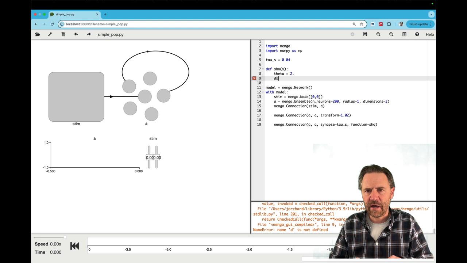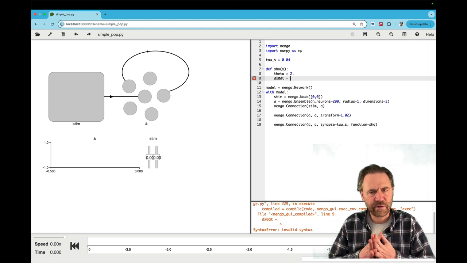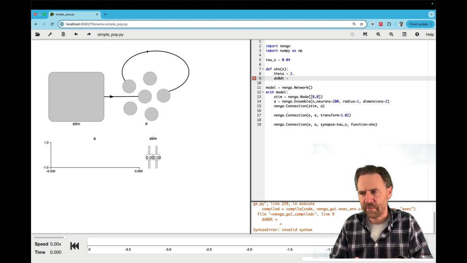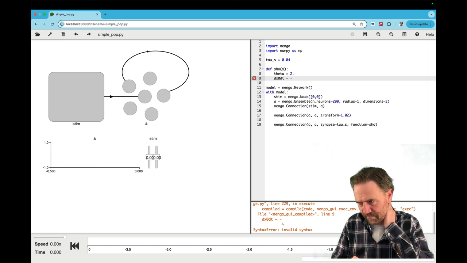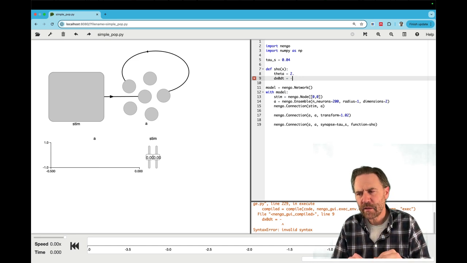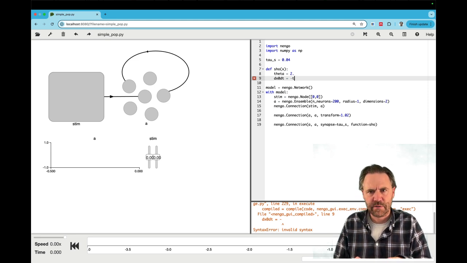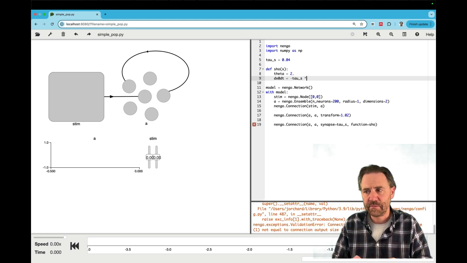So dx0 dt, this is the first differential equation. It's negative theta times y. So we need to say negative. Why do I have positive? I'm looking at my solutions here. Okay, whatever. Tau s times theta times, and then multiply by 2 pi.